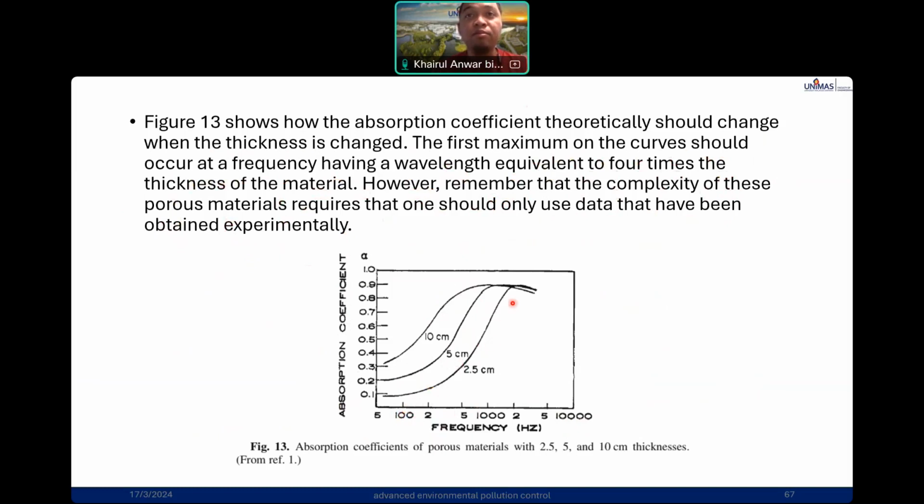So for example, at 100 hertz frequency, if you have 2.5 cm thickness porous material, the absorption coefficient is only 0.1. The higher the absorption coefficient, the better the sound absorption. So by increasing it up to 10 centimeter, you can actually have 0.4 absorption coefficient. That is 4 times better than 0.1 at 2.5 cm.